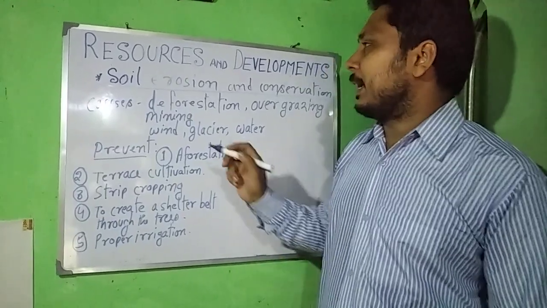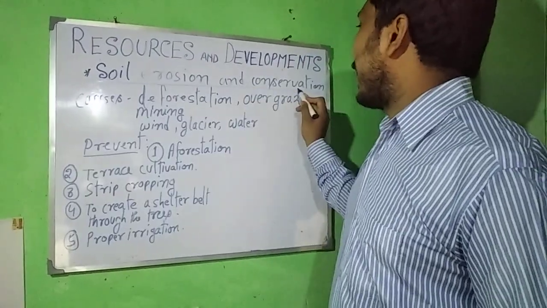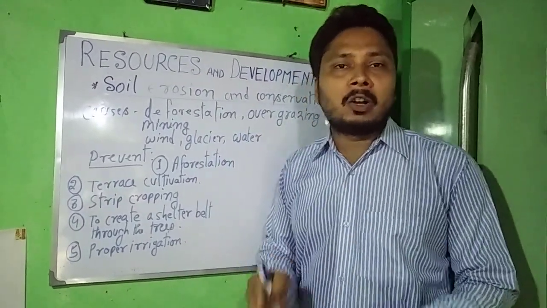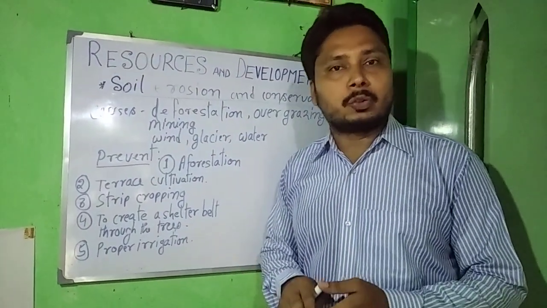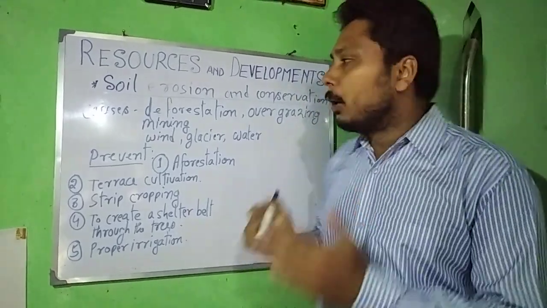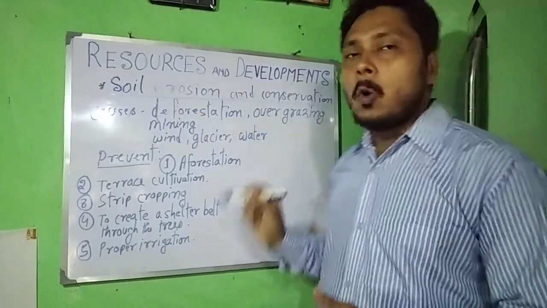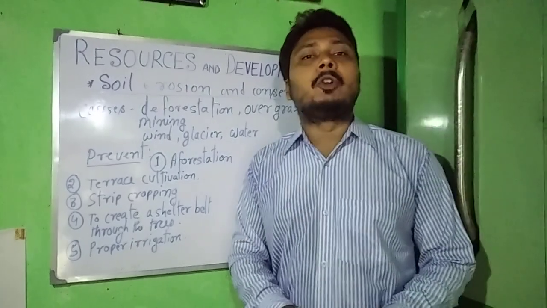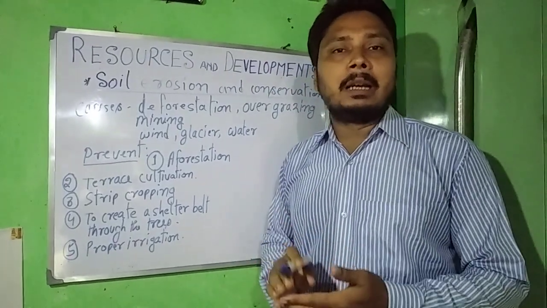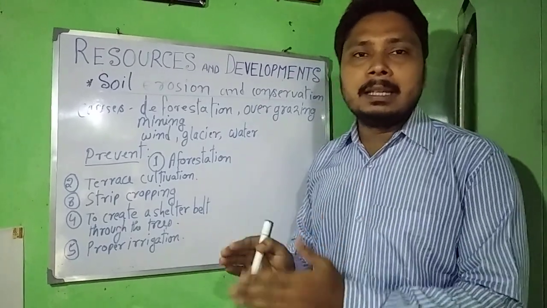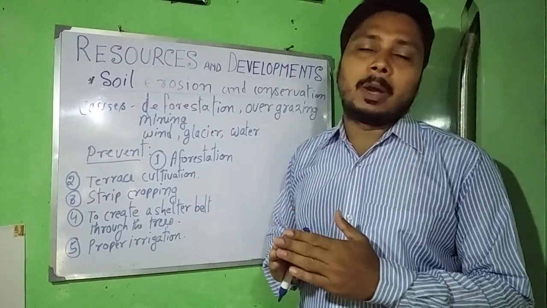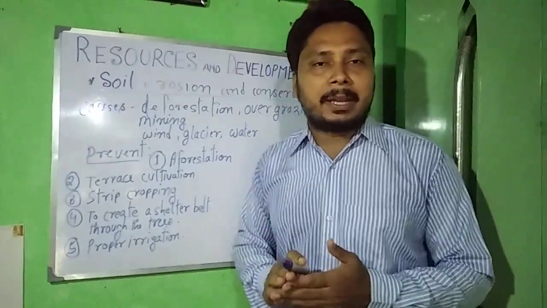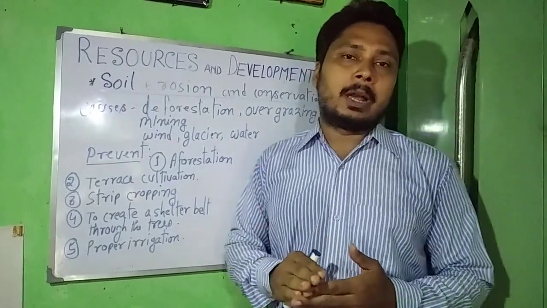The last topic is soil erosion and conservation. Soil erosion means the displacement of the upper portion of the soil, and this is happening due to deforestation, overgrazing, and construction or mining. There are also some natural phenomena, like wind, glacier and water, that are causes of soil erosion. As we know, soil is a vital resource for mankind, so we have to prevent soil erosion.